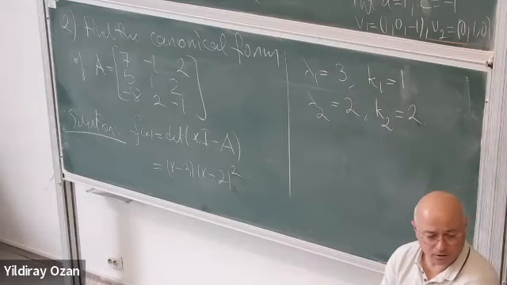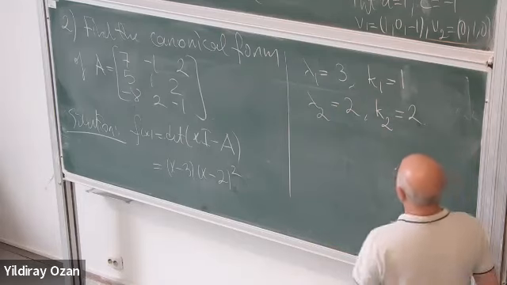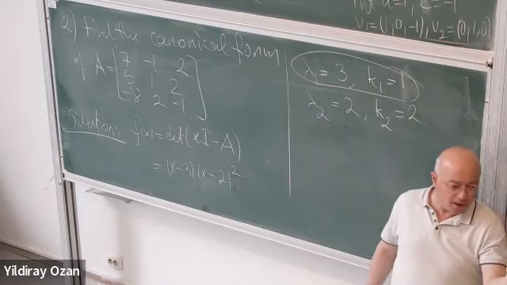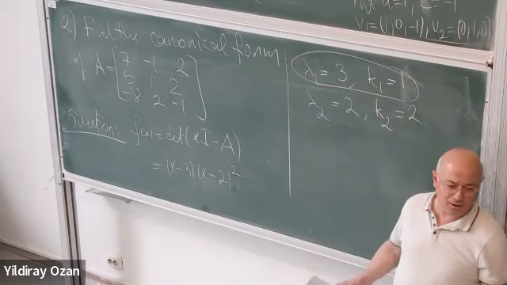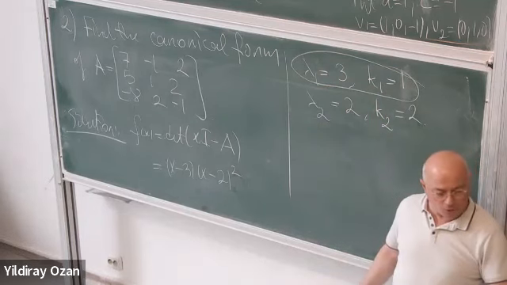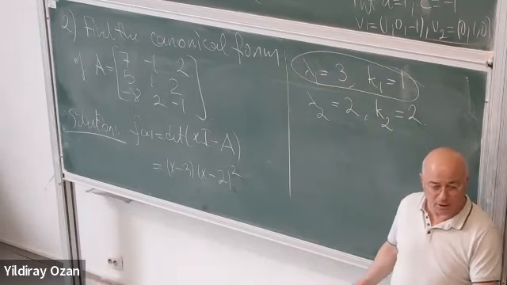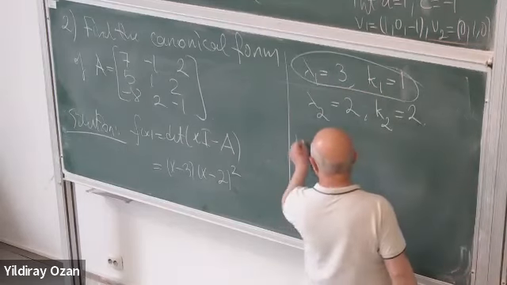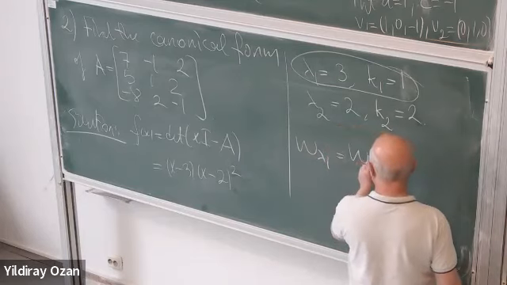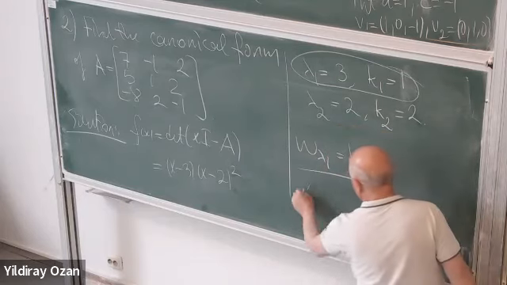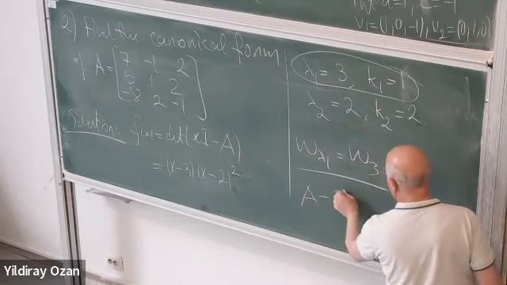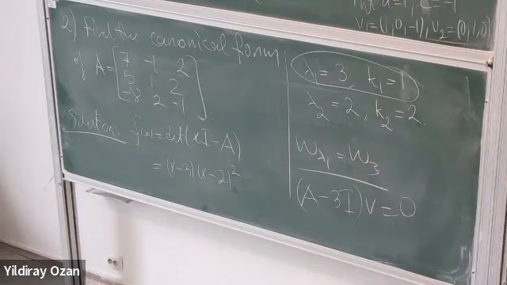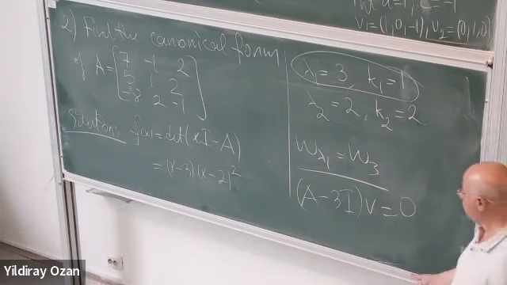Now let's try to find the eigenspaces. Well, for this one, of course, the eigenspace can be at most one-dimensional, and we also always have one eigenvector. Therefore, this will be one-dimensional. So let's just find that one. W lambda 1, which is W3. How can you find this? Well, A minus 3 times identity, V equals 0, right? This is the eigenvector equation. So let's solve that.